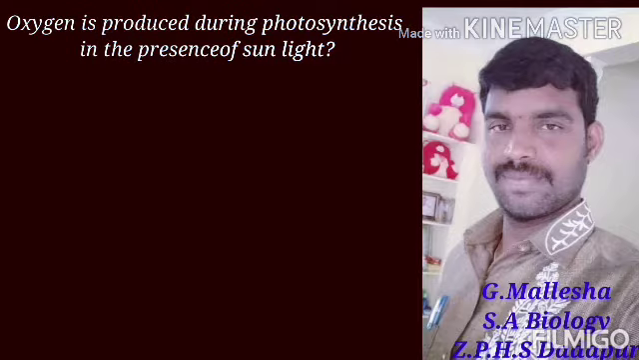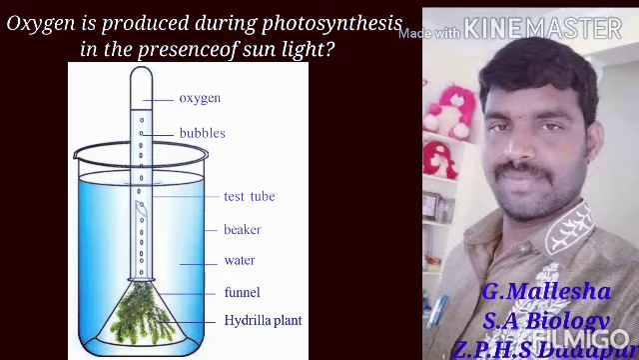Already we learned that there are 4 factors important for photosynthesis: carbon dioxide, water, light, chlorophyll. Using these 4 factors, plants prepare their own food, glucose, and some byproducts are also produced in photosynthesis. The main byproducts of photosynthesis are, one, water, second, oxygen.